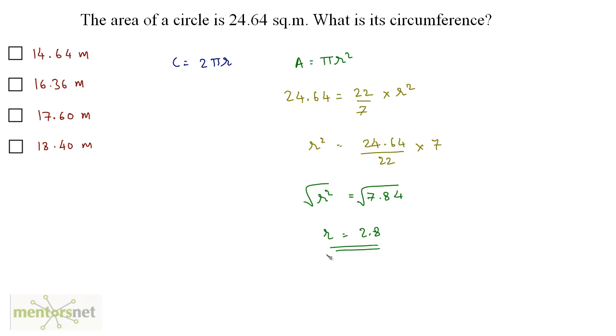Now that you know the radius of the circle, you can calculate its circumference. So circumference is equal to 2 into pi, which is 22 by 7, times r, which is 2.8, right? Now 7 times 0.4 is equal to 2.8. So you have 0.4 times 2, that's 0.8 times 22. So this is 17.6 meters. So that's the circumference. So option C is the correct answer.